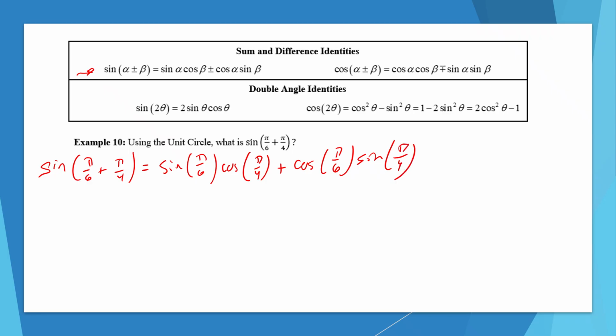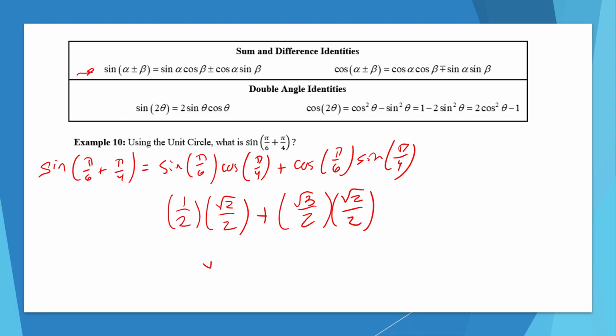Now we need to set these equal to fractions, right? It's only the first quadrant, so it should be pretty easy. Sine of pi over 6 is 1/2. Cosine pi over 4, root 2 over 2. Cosine pi over 6, that's root 3 over 2. And then sine of pi over 4 is root 2 over 2.